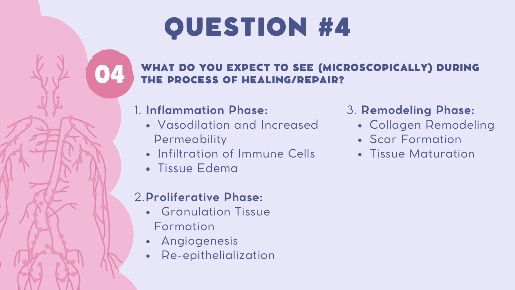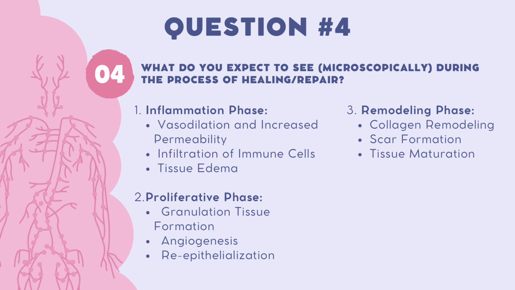So for the last question, what do you expect to see microscopically during the process of healing or repair? The first phase is the inflammation phase, wherein there is vasodilation and increased permeability, where blood vessels dilate to increase the blood flow, and vessel permeability allows immune cells to migrate to the site of injury. Another is infiltration of immune cells, wherein the white blood cells, particularly the neutrophils and macrophages, migrate to the site of injury to remove debris and initiate the healing process. And the tissue edema, wherein there is an accumulation of fluid and immune cells that leads to tissue swelling in the affected areas.